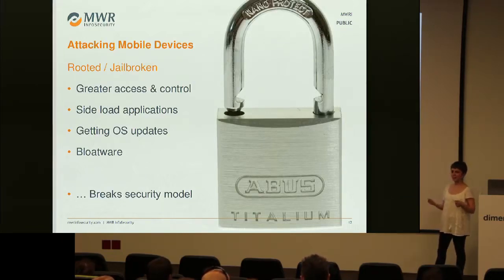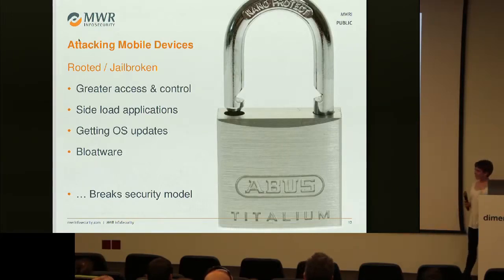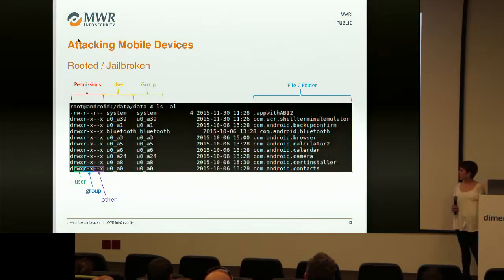You also have things like getting operating system updates. I am still on Jelly Bean, and I've given up any hope of ever getting to a later version of Android. And also just removing bloatware, I think those are the two reasons I could identify with most. But the major problem with this is that it completely breaks the security model.